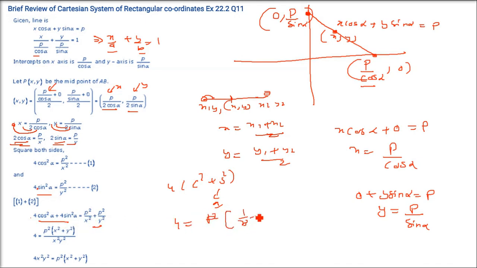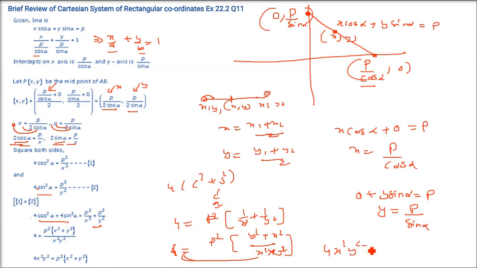So you can take p square common: 1 by x square plus 1 by y square. So 4 equals p square. Now take the LCM: y square plus x square by x square y square. This is not plus, this is multiplication. So now take this on the left hand side. So you have 4 into 4x square y square equals p square into x square plus y square. So this is what needs to be proved.